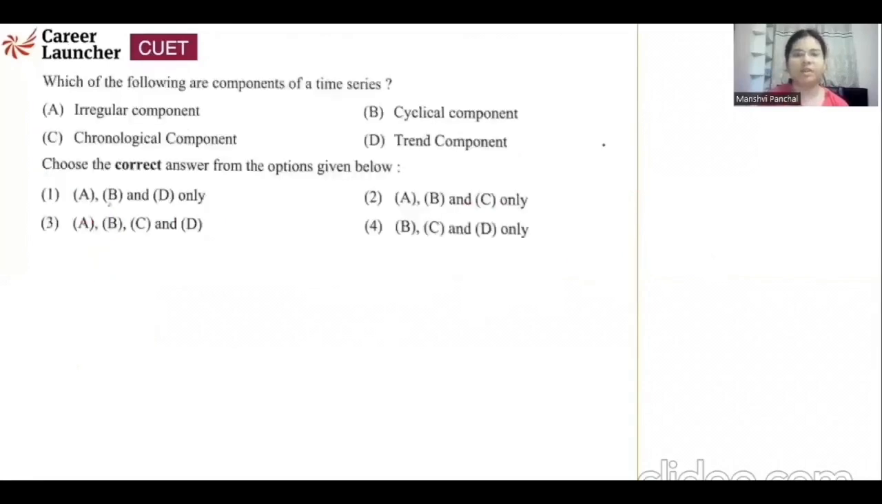Moving on to question number 77. Which of the following are components of time series? So A, B and D are components of time series. So option 1 is the correct answer.